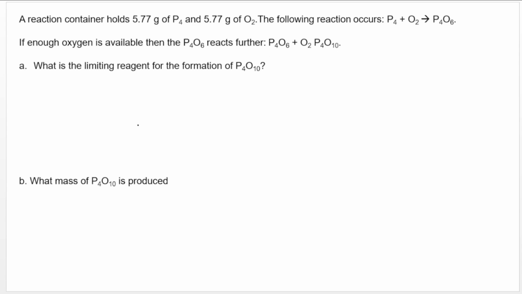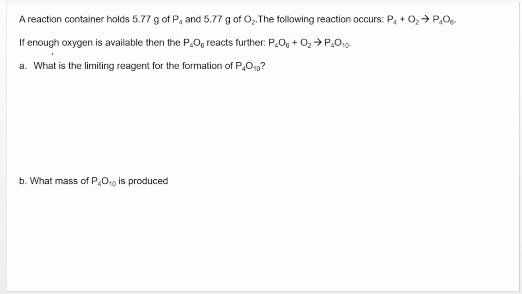Okay, so keep in mind, we have 2 reactions now, and they're both different. We're going to figure out what's the limiting reactant for the first one. We're going to figure out how much product is produced, and that will lead us to our second reaction, because the product from our first, P4O6, is the reactant in our second. So we have to find out the amount of P4O6 to see if the second reaction occurs. And because it's in the question, we can assume that it's probably going to occur.